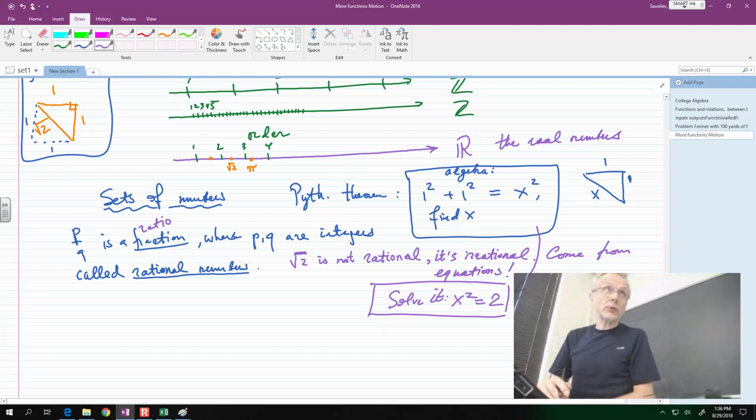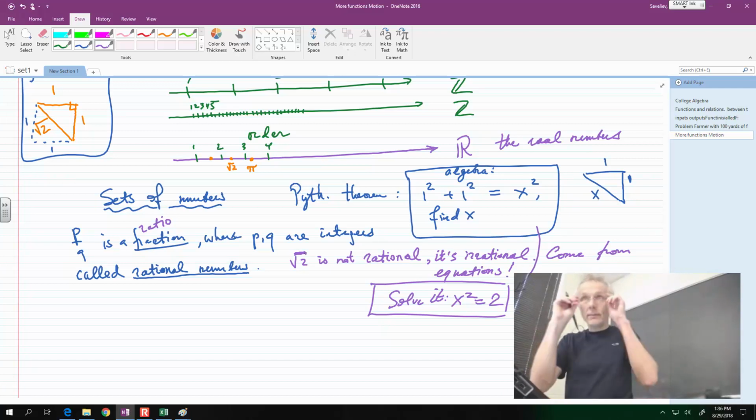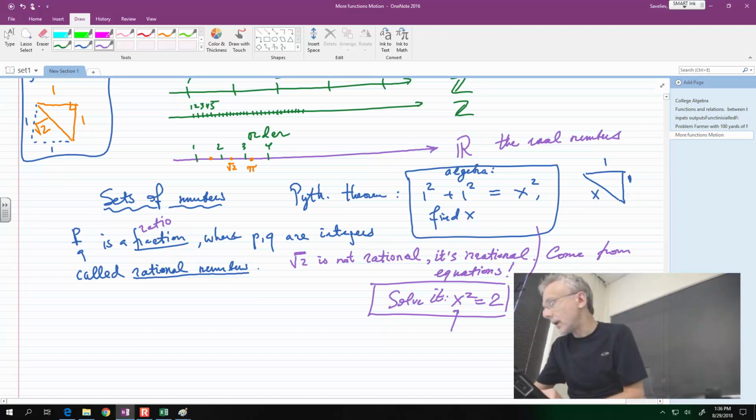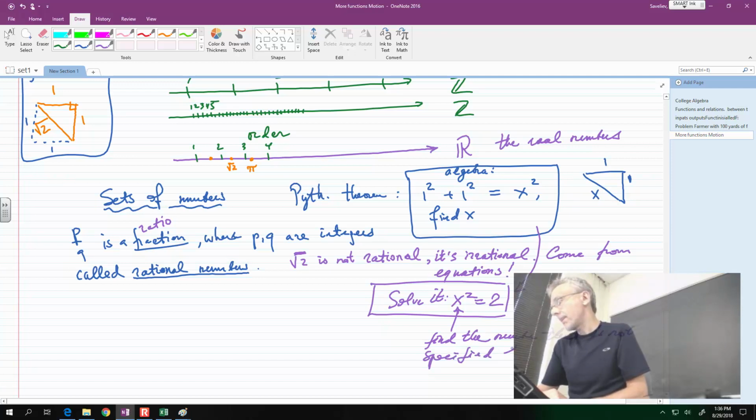So what does it mean to solve an equation? Yes, but can you elaborate on that? Okay, find the number that it has not... find the unspecified number. So find the number that is not specified, but has to satisfy the equation.